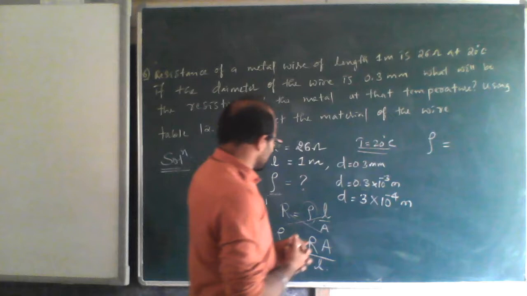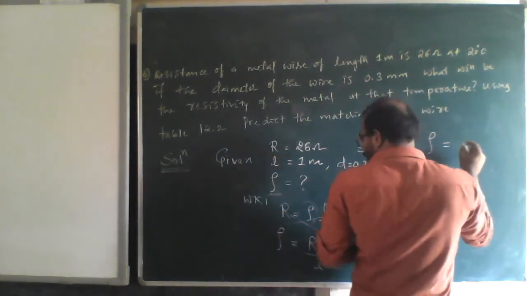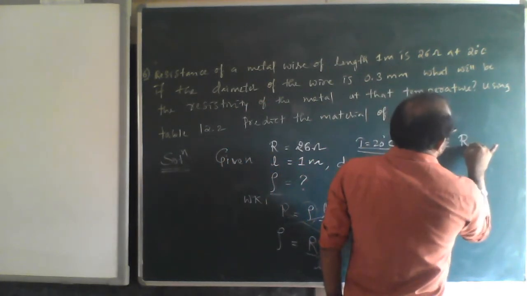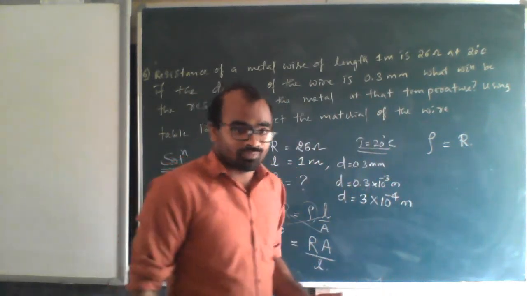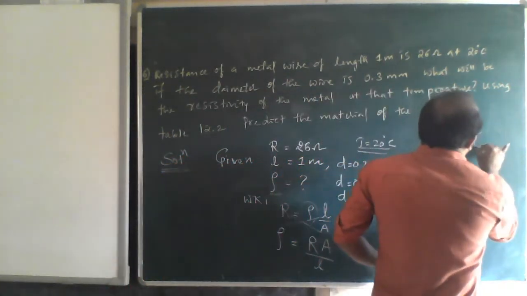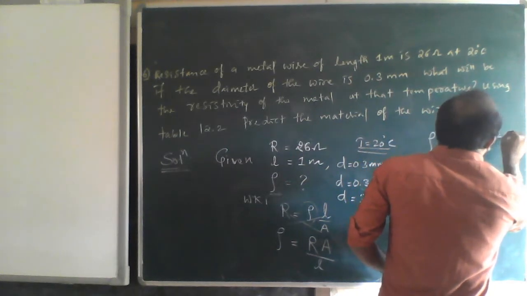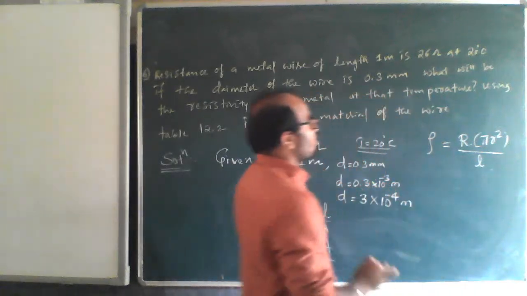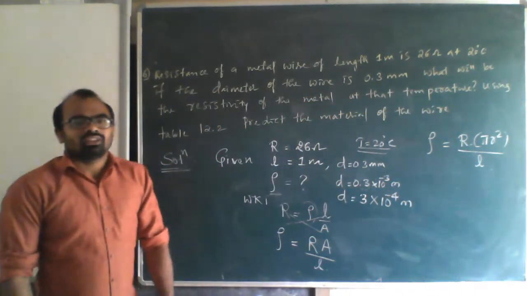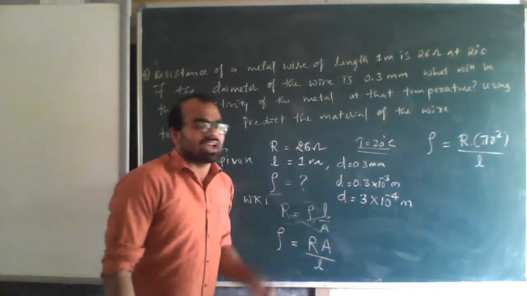So for a circle, what is the area formula? Rho equal to R into, what is my area formula? What is the area of a circle? Pi R square. So rho equal to R into pi R square divided by L. But here they have not given us R. They have given us the diameter.